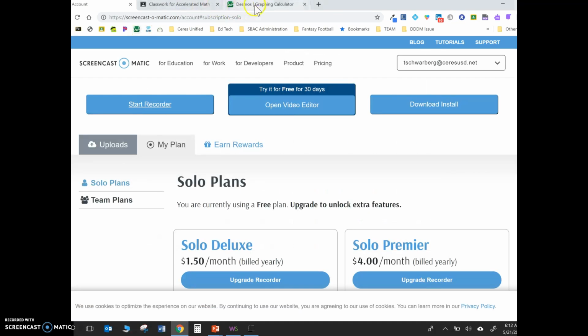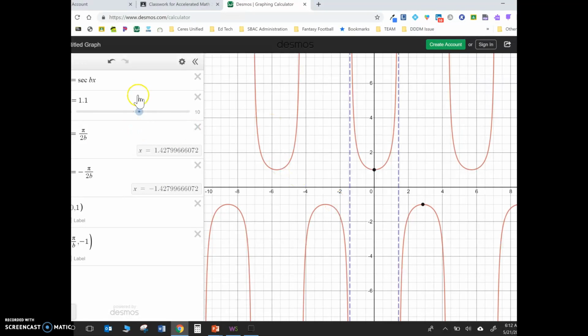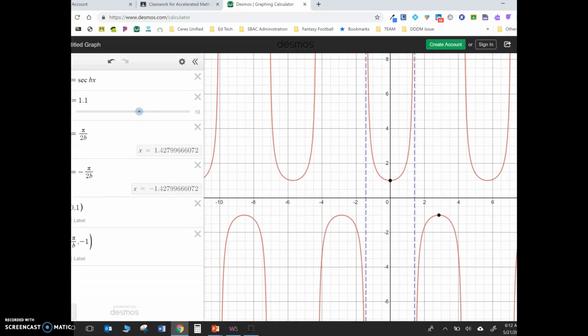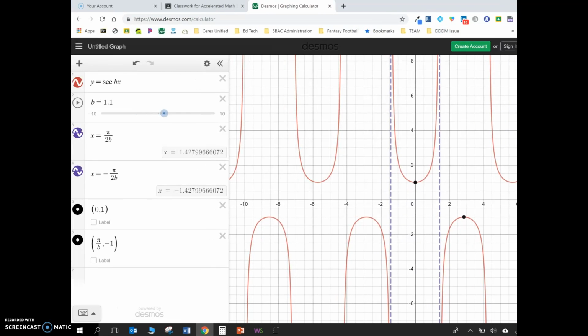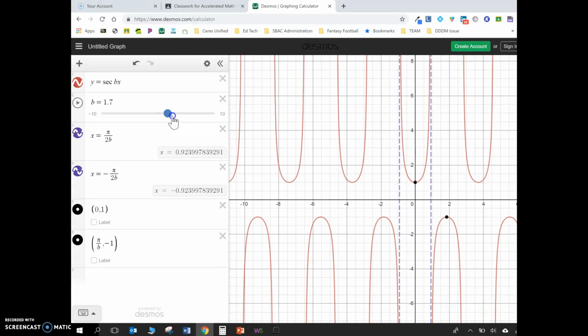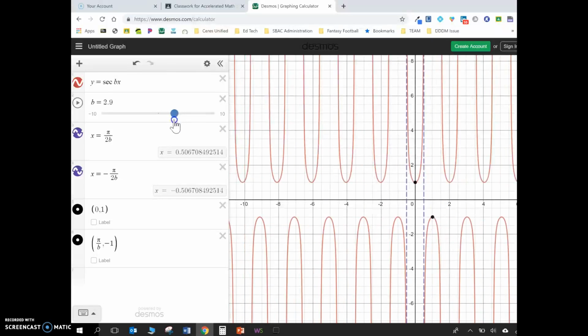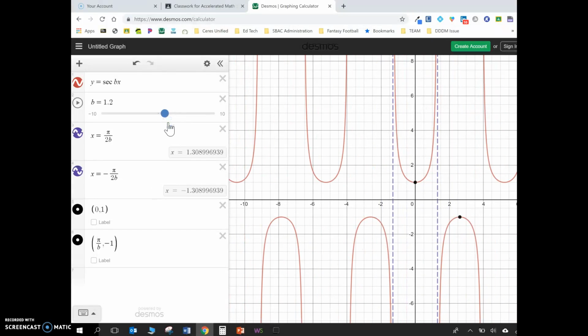And just to show you this, I have here on Desmos, let me shift this back for you so you can see. Here we have y equals secant of b times x. So just pay attention to this point here, the anchor point that I talked about. That's going to remain unchanged. So I'll increase b, and notice I'm compressing, and that point doesn't change. The corresponding minimum does change. That'll shift. But I just want you to notice that point kind of stays the same.